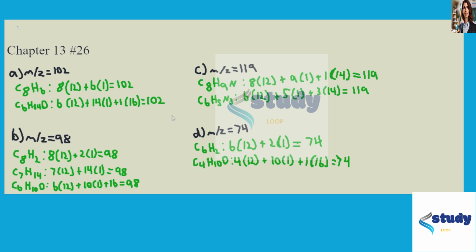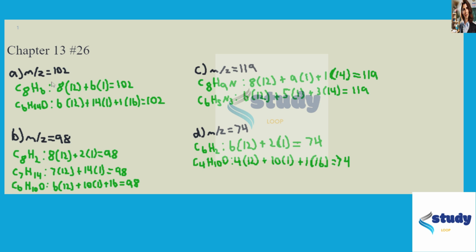This is the answer to Chapter 13, problem number 26 from the Smith Organic Chemistry textbook. In this problem, we're given 4 molecular ions, and we're asked to determine 2 possible formulas for each molecular ion. The way to approach this problem, you need to know the atomic weights of common atoms: carbon, hydrogen, oxygen, nitrogen, and you pretty much just have to figure out what numbers of each will add up to the molecular ion that we were given.